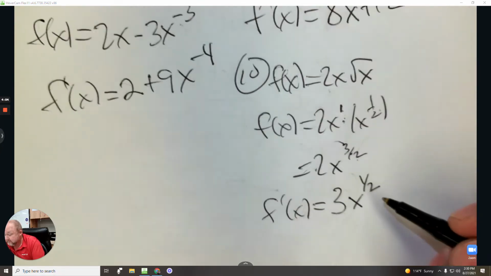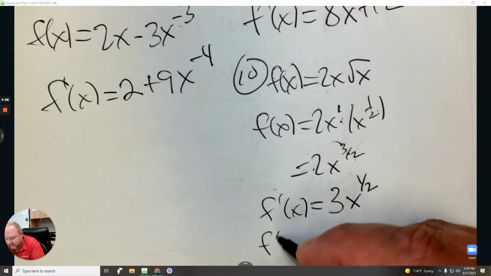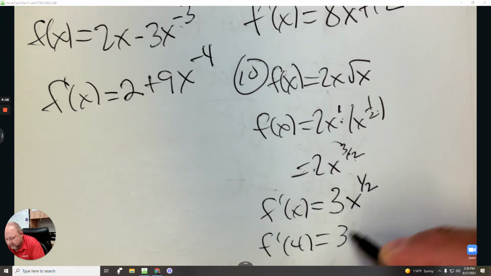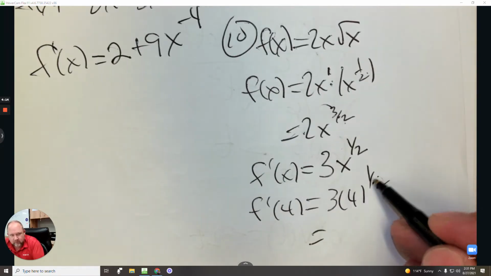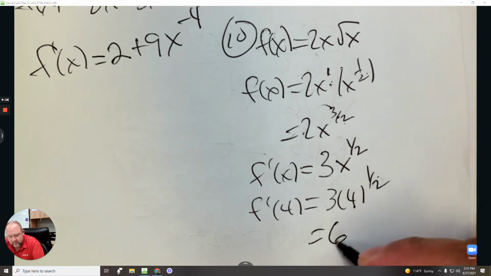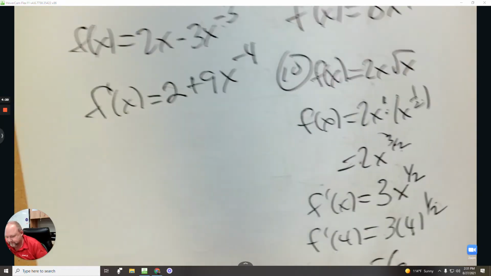And then we have to evaluate it. Now I only need the x coordinate, so that's 4. So I evaluate it at 4. This means the square root of 4, so that's 3 times 2, so the answer is 6. Number 11.